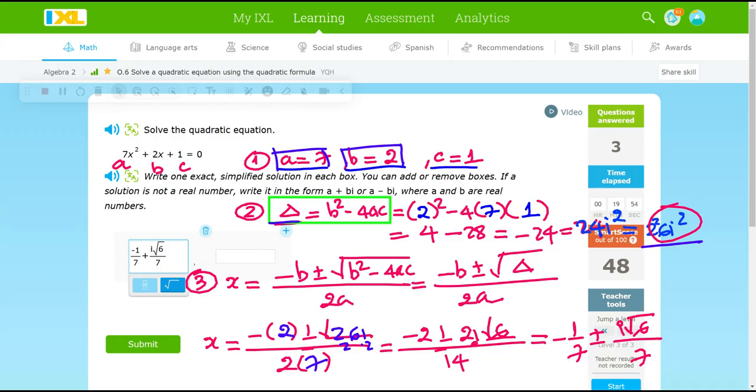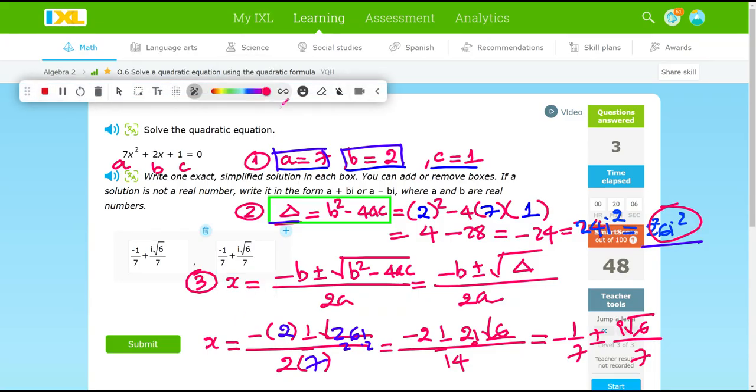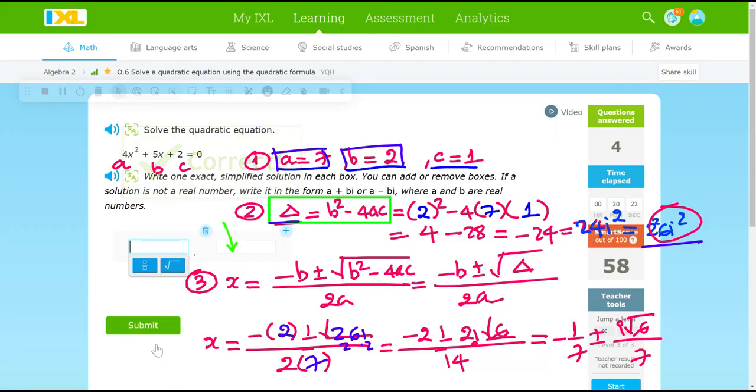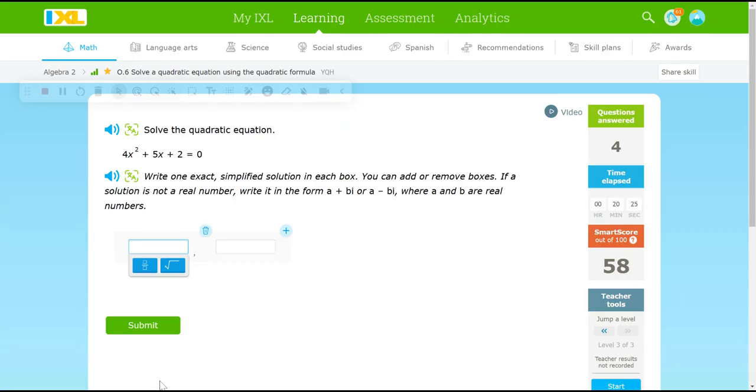So I can copy, Control A, highlight everything, Control C, copy, go to the other box, I put Control V, and then I just change the plus sign. Here's the plus sign, I change to the negative sign. Okay, so I go and do that right now. Change to negative sign. Alright, so now I'm done. I submit. Voila. Okay, let's do one more time.